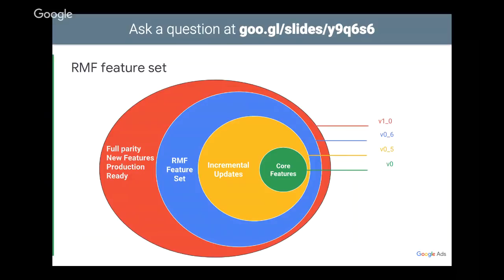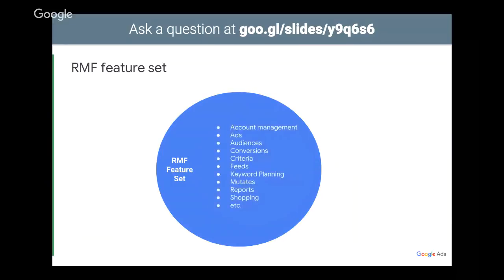And as we progress and get towards V1 and the production release, we're aiming to get to full parity with both the RMF feature set and what's also in the AdWords API, so there's no gap. We'll release some new features along the way, some of which we've already released. We're going to talk about that a little bit later. And when we hit V1.0, it will be production ready. But to talk about where we are today, the RMF feature set contains a lot of important features. Again, this is the skeleton of what any ads management platform would need to do its job.